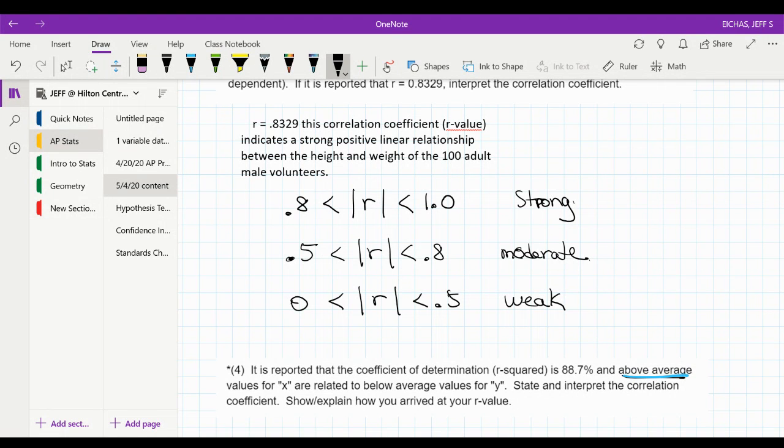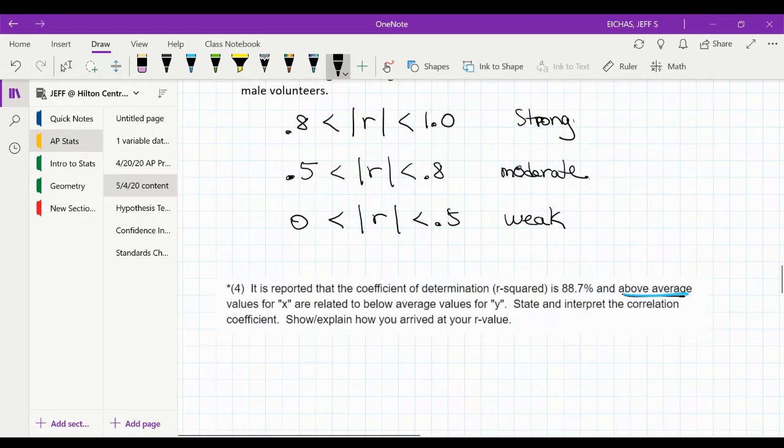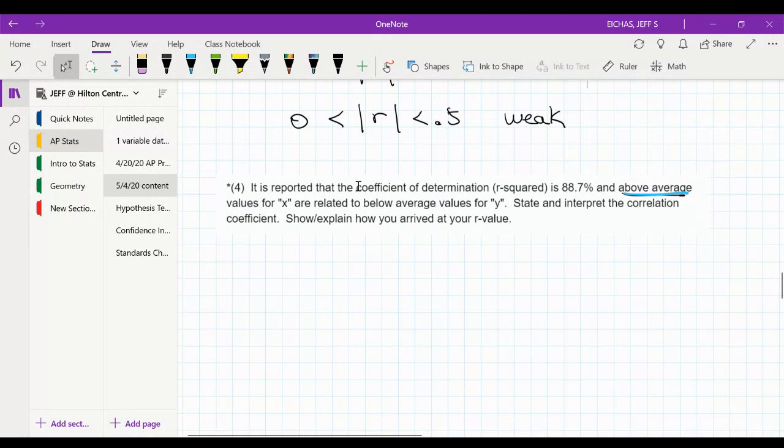All right, number 4. It is reported that the coefficient of determination, okay, they're not going to tell you that that's R squared. You have to know that that's R squared. So that's 88.7%. And they'll want the correlation coefficient from that. So we'll have to take the square root.